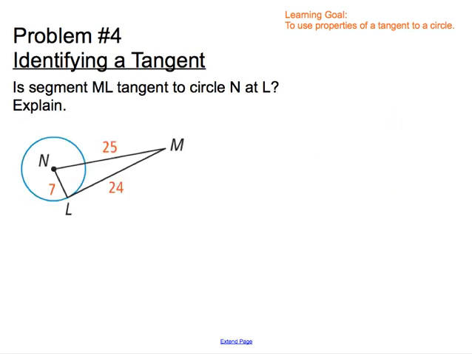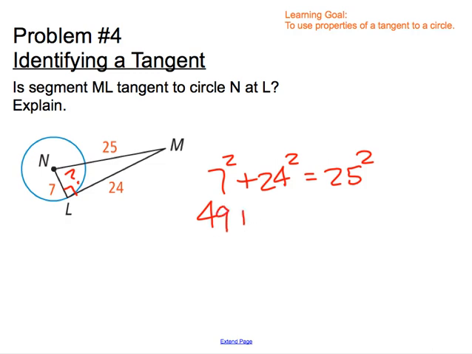Here we're asked to identify if segment ML is tangent to circle N at L. So what we're really asking is, is this a right angle? The way we check that is by the Pythagorean theorem. So we check, is 7 squared plus 24 squared equal to 25 squared? 7 squared is 49. 24 squared is 576. And 25 squared is 625. 49 plus 576 is 625.